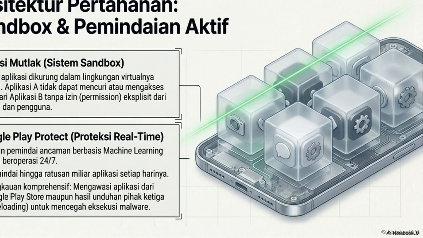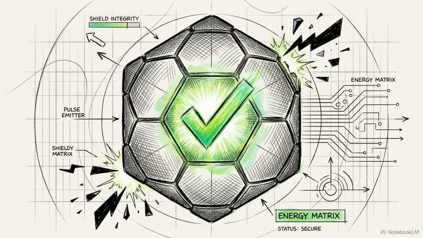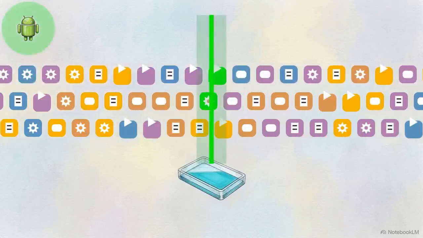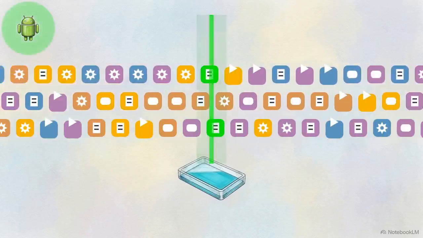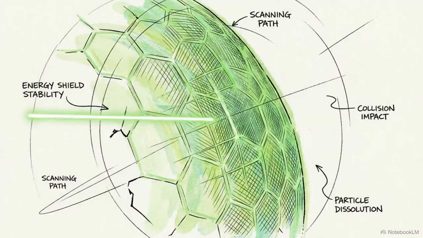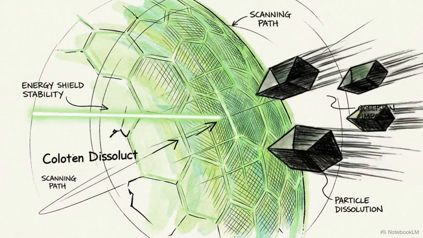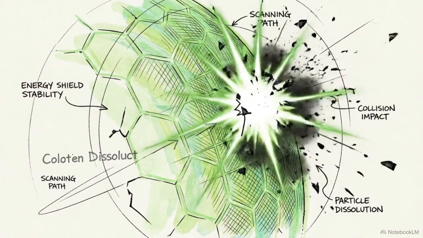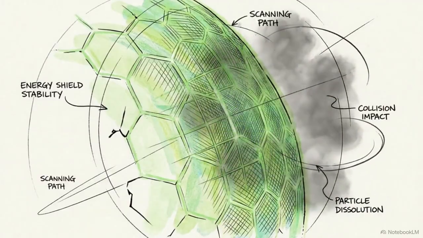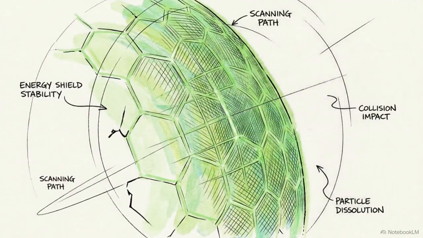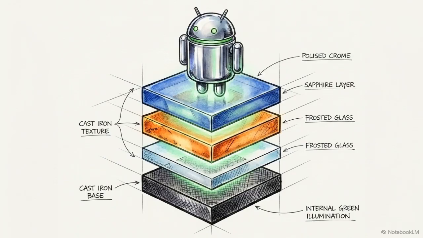To back up that physical isolation, Android employs an active defense layer called Google Play Protect. This always-on machine learning engine scans up to 100 billion apps every single day. It functions as an invisible, intelligent shield, autonomously hunting for digital anomalies and malicious code in the background, without the user ever noticing. Android's market position is the result of this layered engineering.